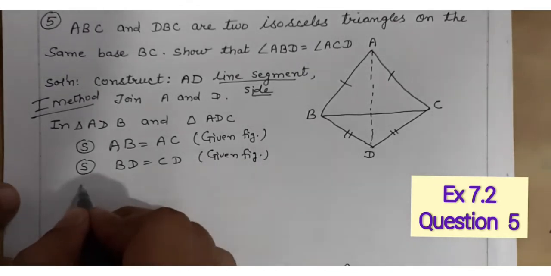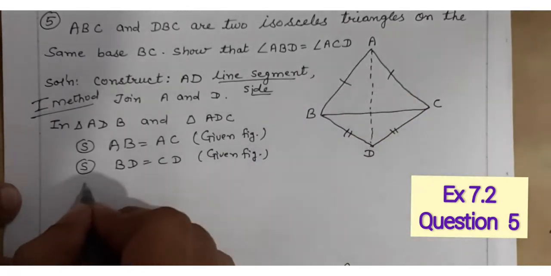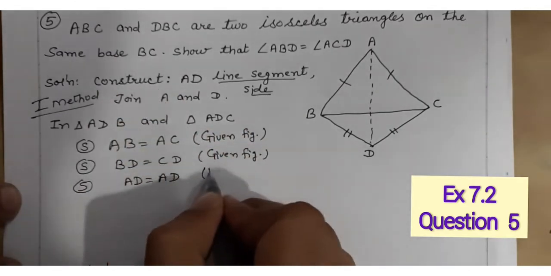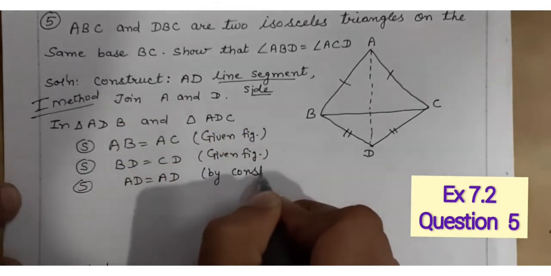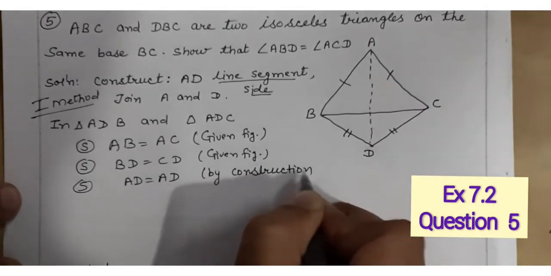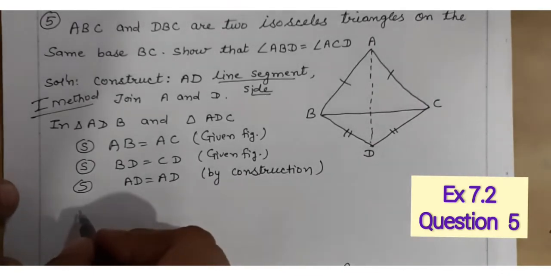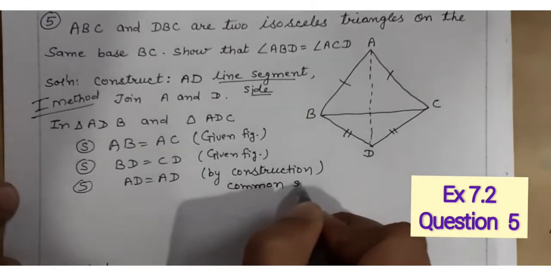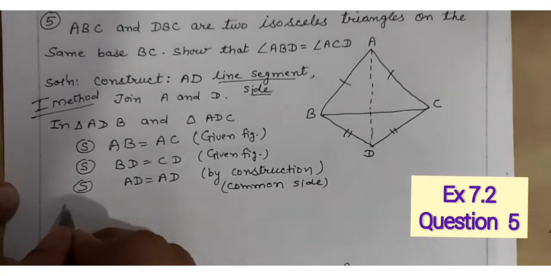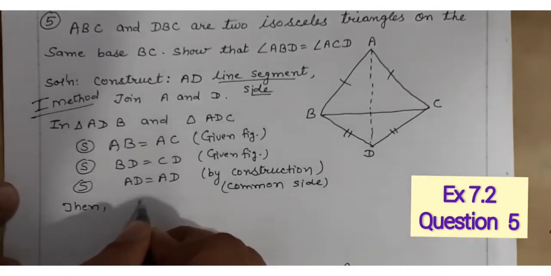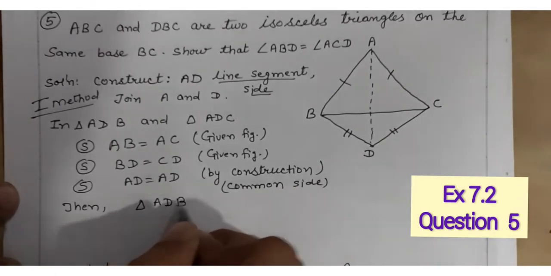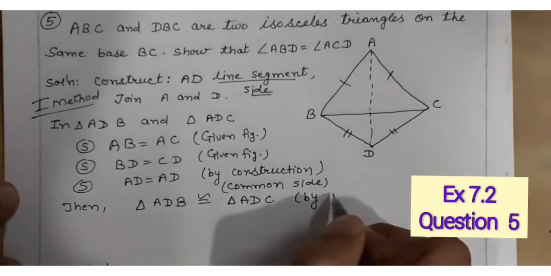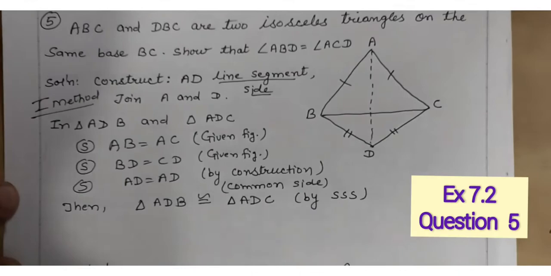And the third one. Again, this is a side. AD is equal to AD. This is by construction, and this is your common side. Then what can we say? Triangle ADB will be congruent to triangle ADC by the SSS rule.